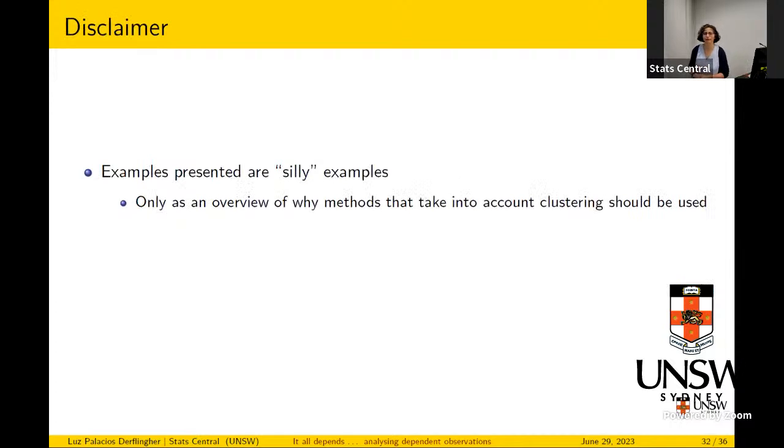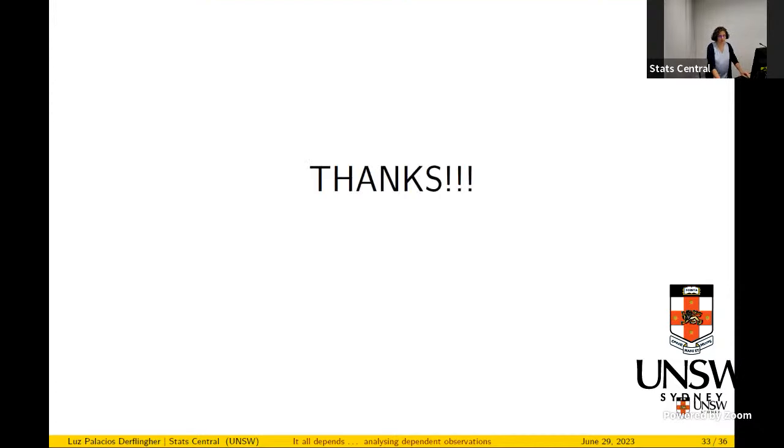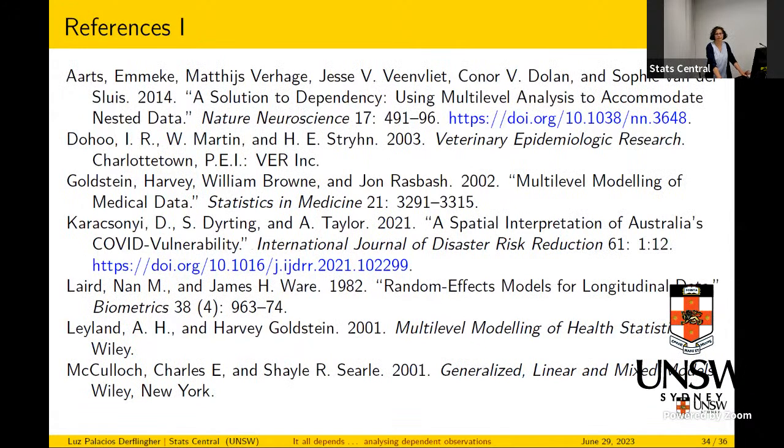Now, disclaimer, the examples here are very silly examples. I just took them from the web or simulated some data, but it's mainly an overview to show you that results can be different if you choose one method over the other. The assumptions needed for the methods were not mentioned, but that's a different subject. Also, sample size was not discussed in the examples, but it's a big thing here. Thank you, this was short, and if you are interested in mixed effects models, there are some references there. Some are more technical than others, which are more applied.